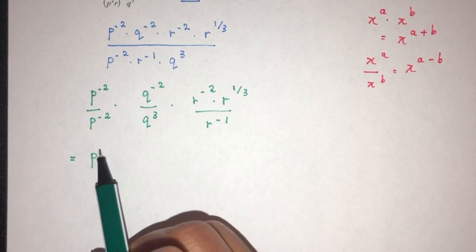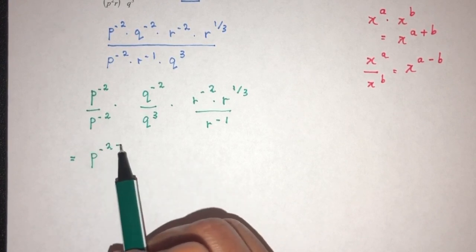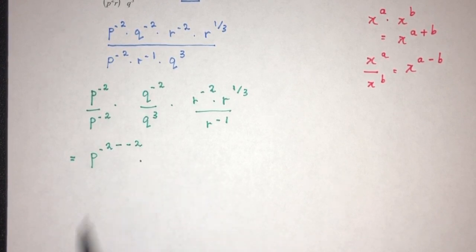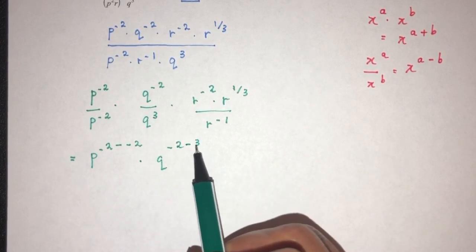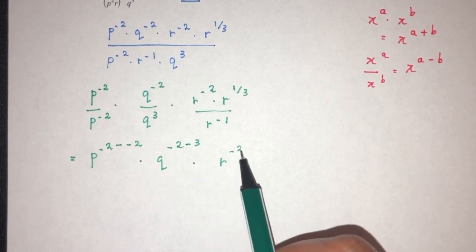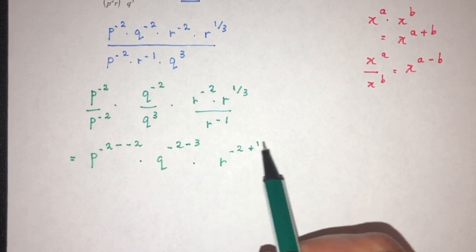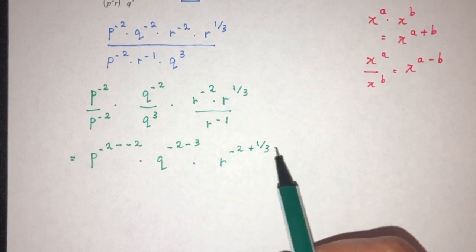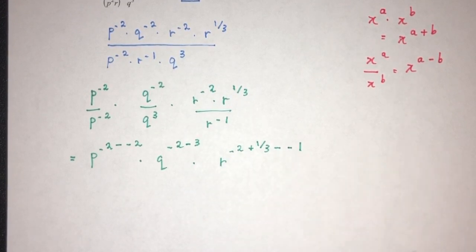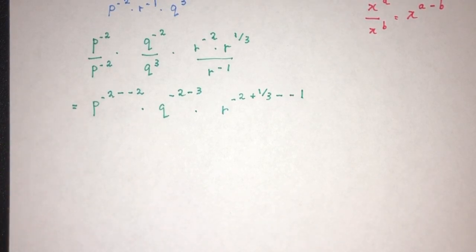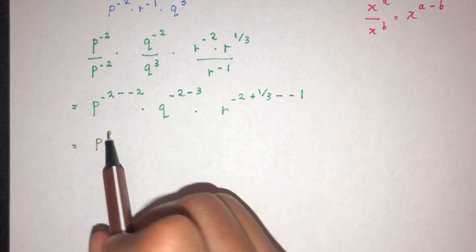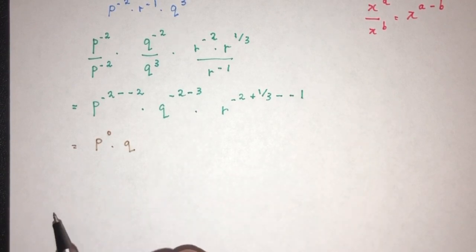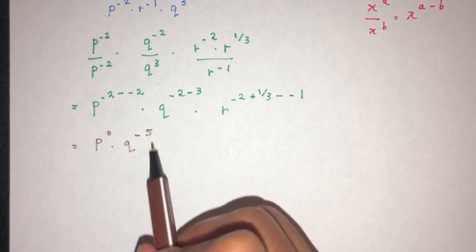So P power minus 2, divide is minus, here we have minus 2, multiply by Q power minus 2, here we have divide will be minus 3, here we have R power minus 2, here we have a multiply will be plus 1/3, and here we have divide will be minus, and here we have minus 1. So now we just have to simplify every single term step by step. Minus 2 plus 2 will be 0, so P power 0. Q will be minus 2 minus 3 will be minus 5, and R will be what?